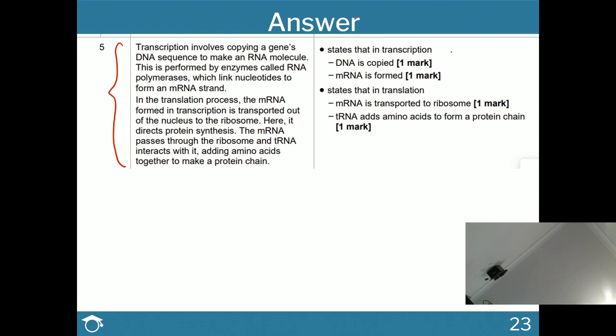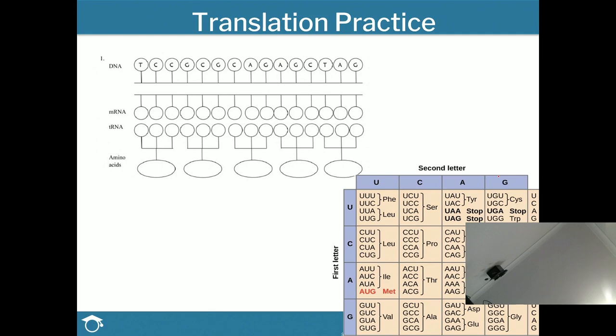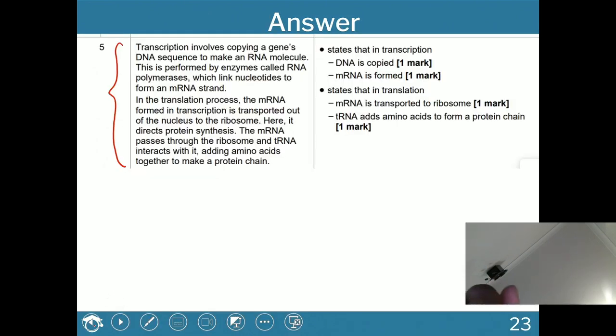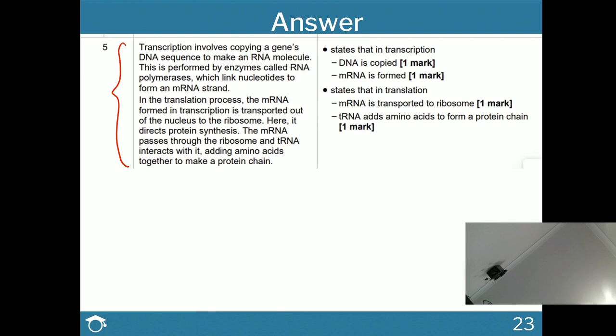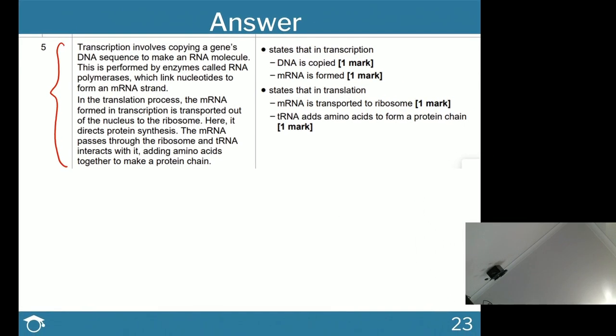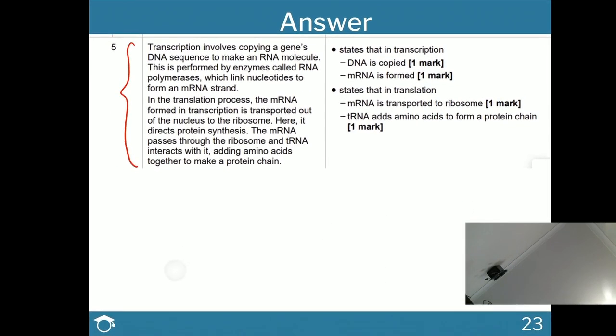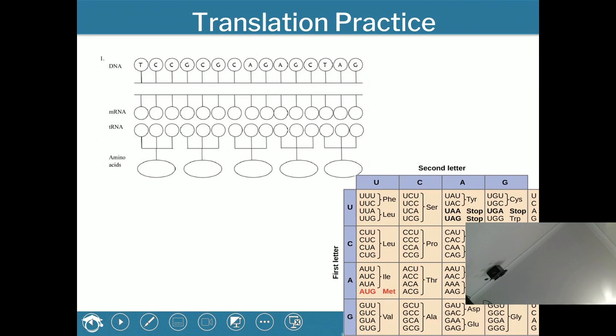When you actually look at the marking guide, it's kind of stupid, honestly, but DNA is copied, you get 1 mark for saying that. mRNA is formed, you get another mark for saying that. You get 1 mark for saying that mRNA is transported to a ribosome, and then tRNA adds amino acids to form a protein chain. So as long as you got those 4 pieces of information in your response somewhere, you should be all good to go in terms of your response.